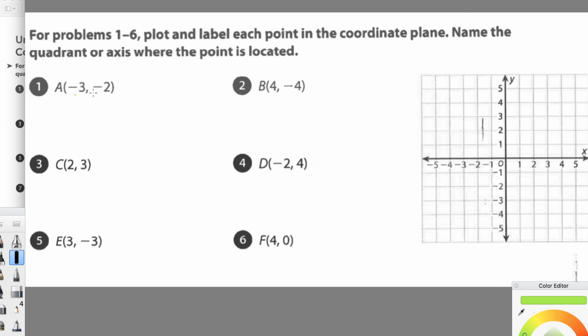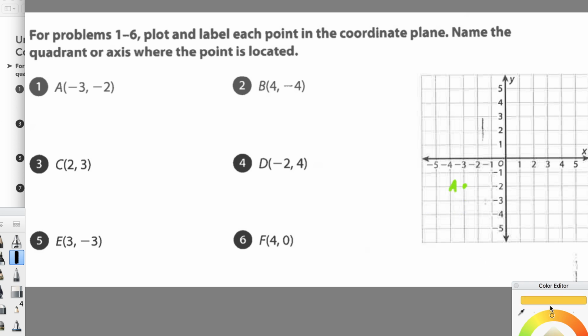So for A, it's -3, -2. So I'm going to start off here in the middle. -3, I'm going to move my -3 first. So I need to move left or right. My -3 is this way, so I go this way to -3. Now my second number is -2, so now I need to go to my -2. Where is my -2? Up here or down here? Down here. So this would be my letter A.